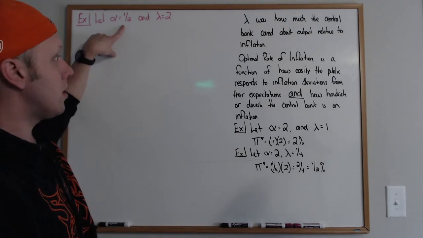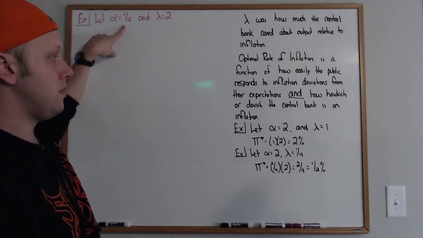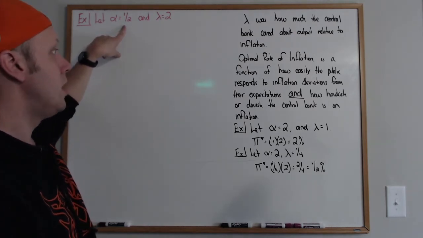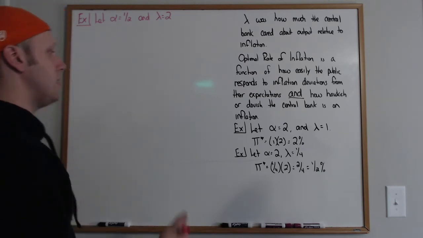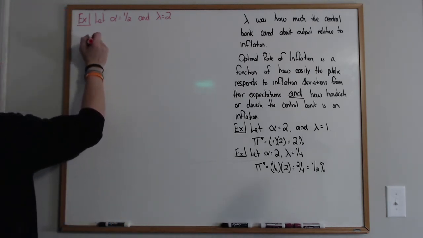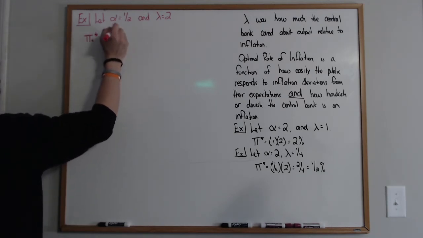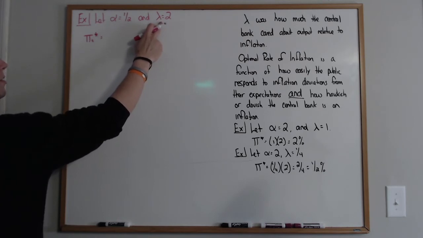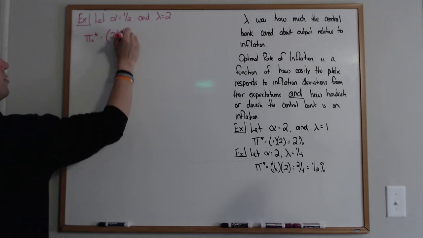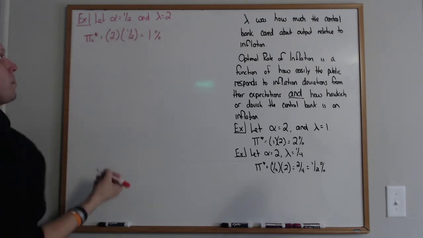If alpha is smaller, the economy is going to be less responsive to changes in inflation from the expectation of inflation. Therefore, it's not going to impact this as much. What do I mean by that? Well, let's see. First off, the optimal rate of inflation is lambda times alpha. Lambda is 2, alpha is 1/2. The optimal rate of inflation is 1%.